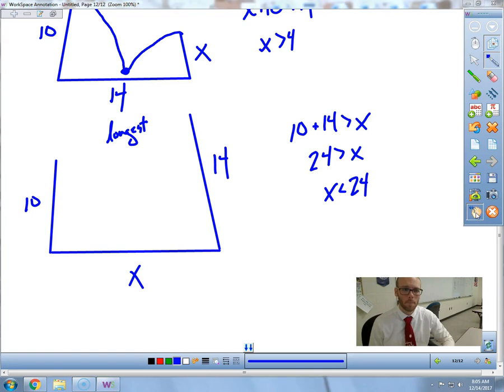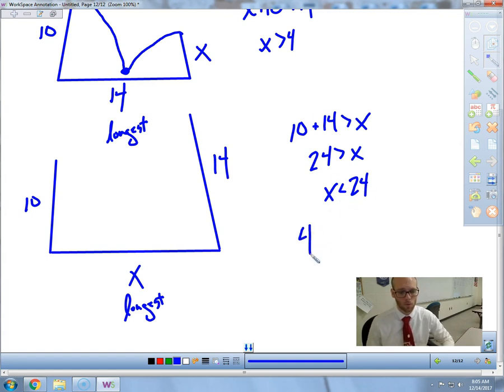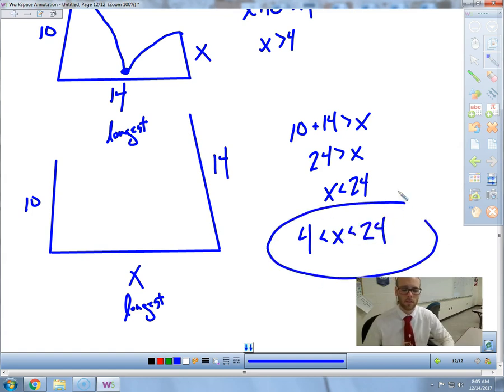No. So from our first case, where we assumed 14 was the longest side, we figured out that the missing side would have to be bigger than 4. Well, if our missing side's the longest side, we find out that it can't be 24 or larger, because then the 10 and 14 wouldn't reach. So we end up with a range. The way that we'd like to write this, well, x is greater than 4 but less than 24, the way that we usually write that is 4 is less than x, which is less than 24. That's the range that that missing side has to be in to make a triangle.